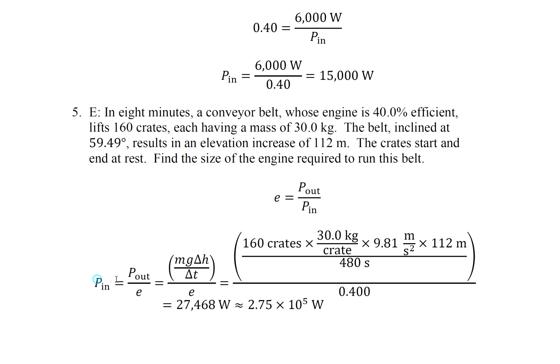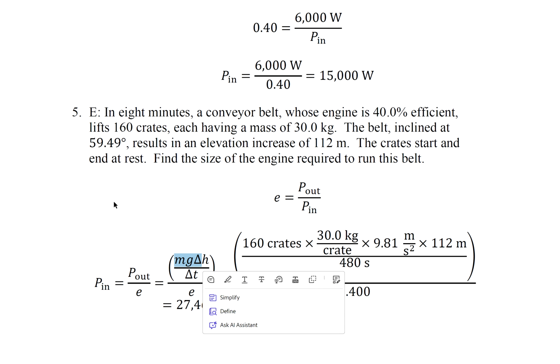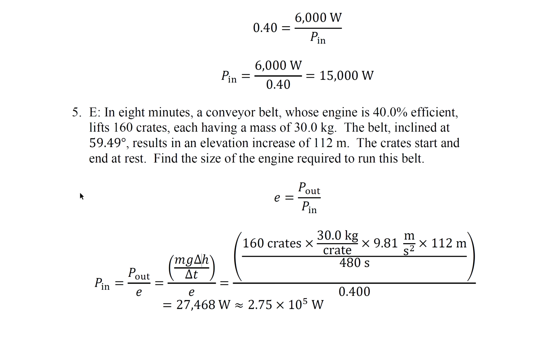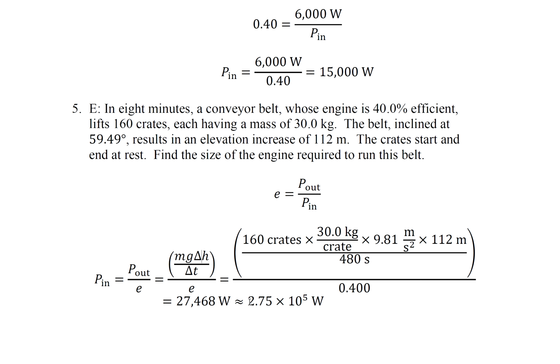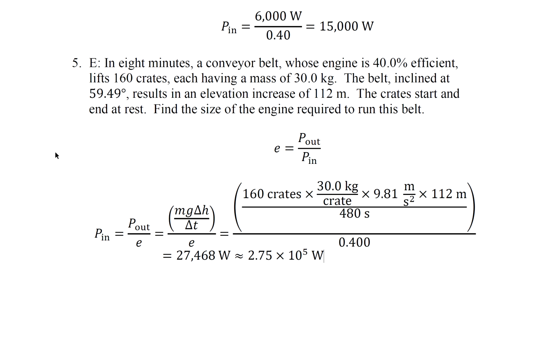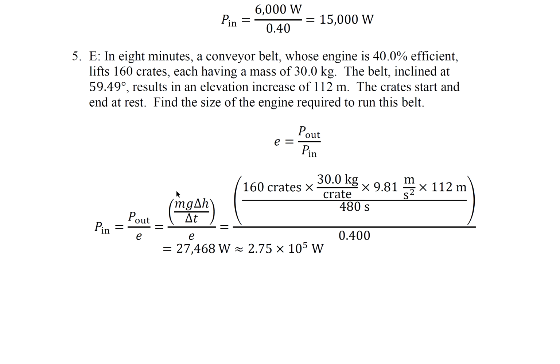So power in is going to be P out over E. P out is going to be mg delta H over delta T. All of these values we were given, or we know, and we can divide by the efficiency to get the power in. This should say 2.75 times 10 to the 4, not 5 times 10 to the 4.